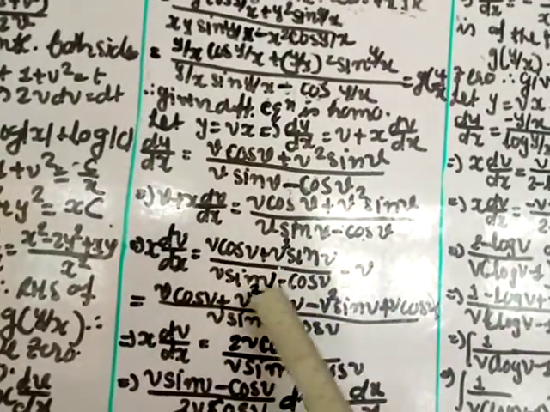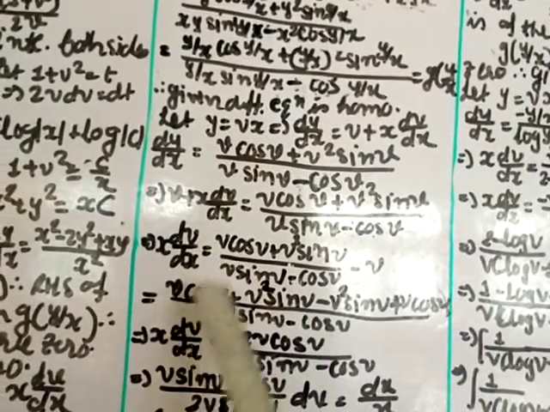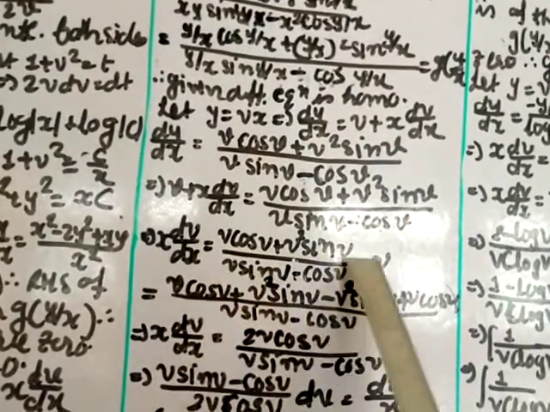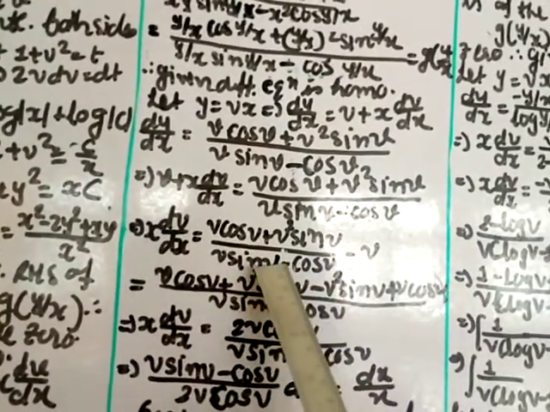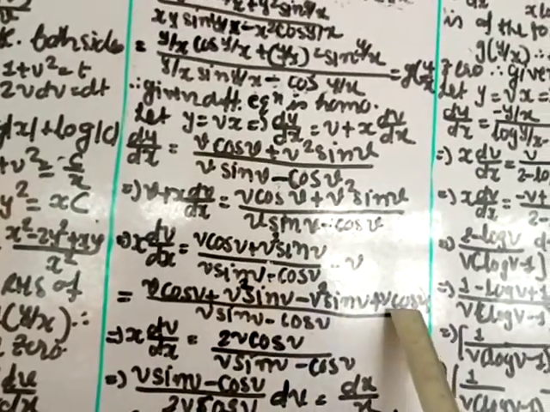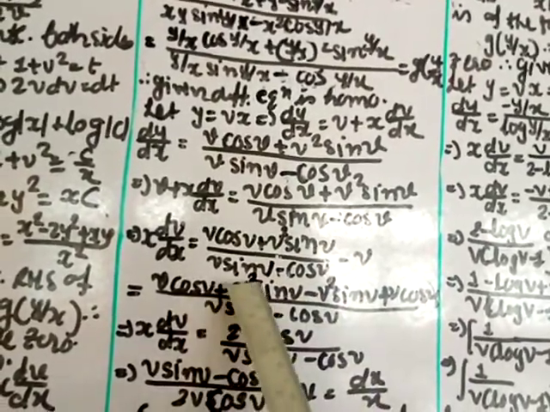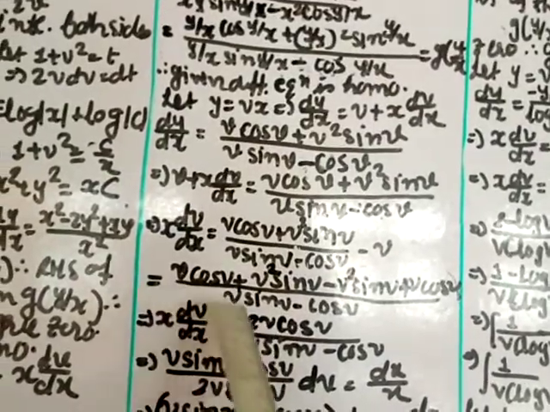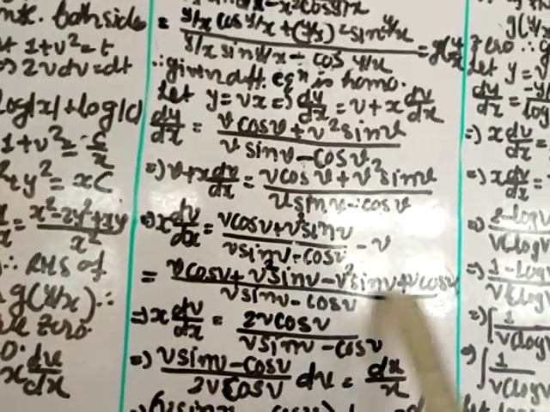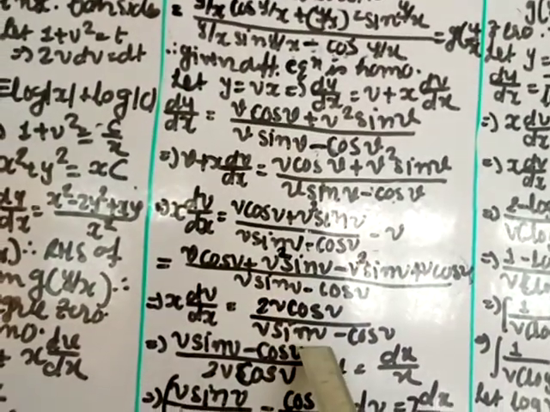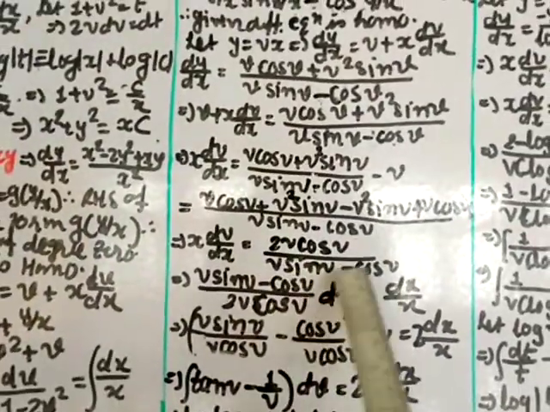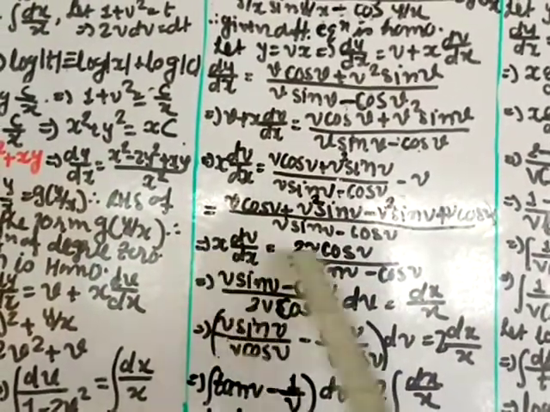Here you get v cos v plus v square sin v divided by v sin v minus cos v. Multiply here, take LCM, multiply here. So what you get here, this is as it is, v cos v plus v square sin v, and this v into v square sin v minus, a minus plus v cos v. V square sin v negative, v square sin v positive, cancel. So you get here v cos v plus v cos v gives you 2v cos v, and the denominator as it is. Separate the variables, all this v term will come here, and x and dx will come here.